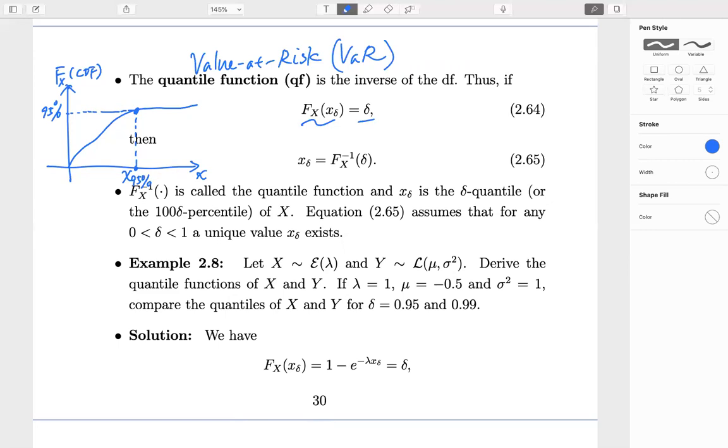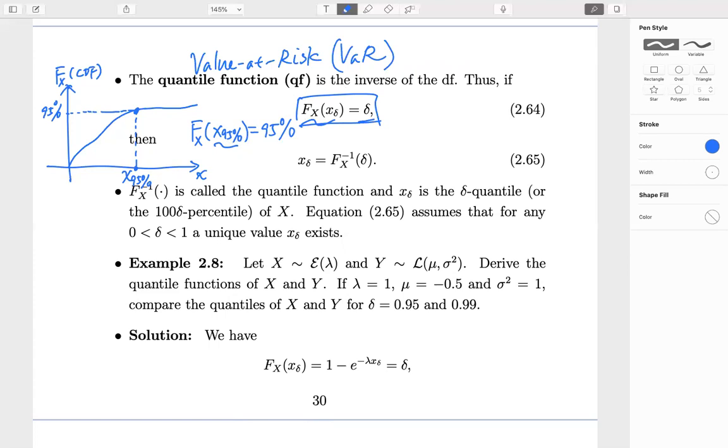So as you can see, this is the X value such that the CDF at this number equals 95%. So that's why this is referred to as the 95th percentile of X. Basically, this is a value such that this equation holds, okay?